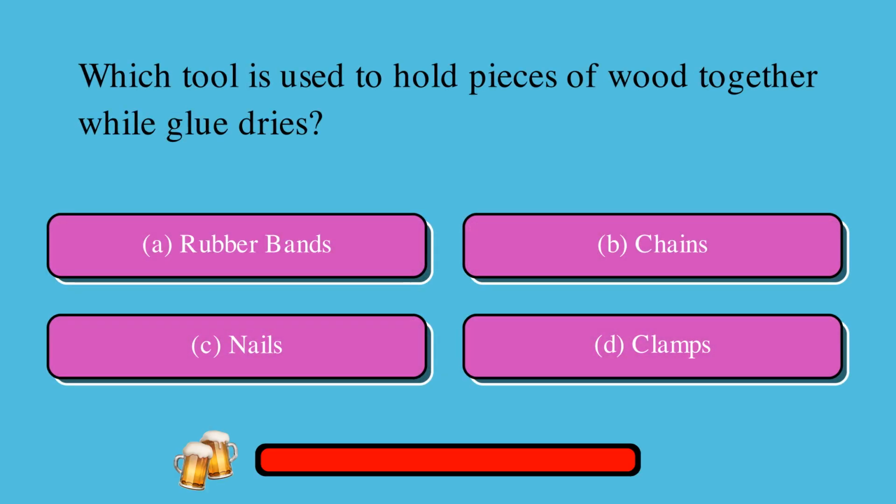Which tool is used to hold pieces of wood together while glue dries? Is it A. Rubber bands, or B. Chains, or C. Nails, or D. Clamps? The correct answer is D. Clamps.